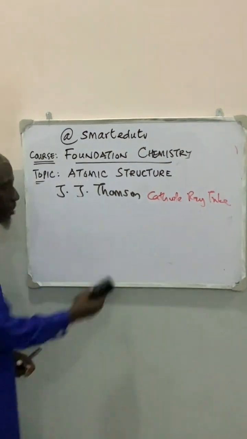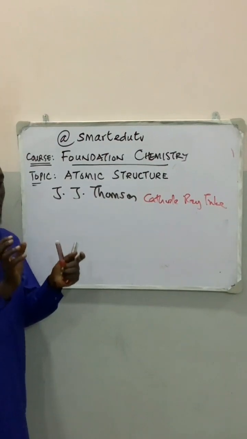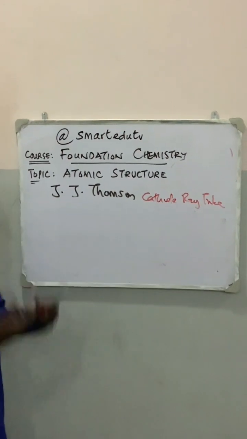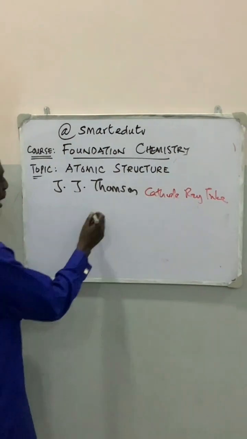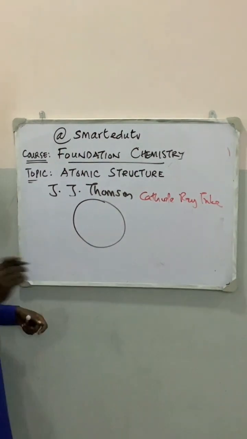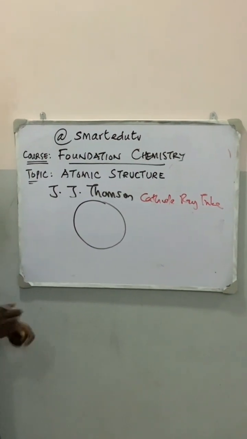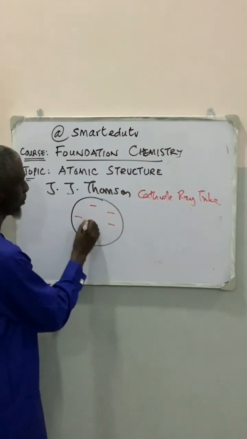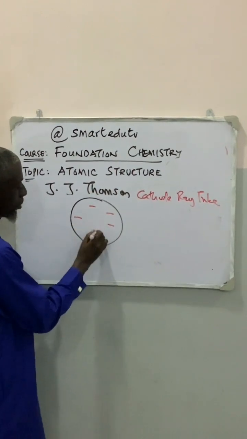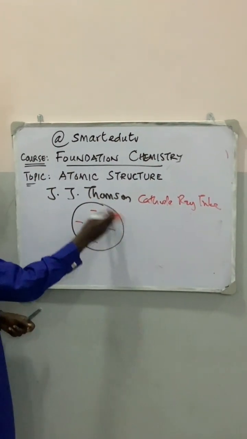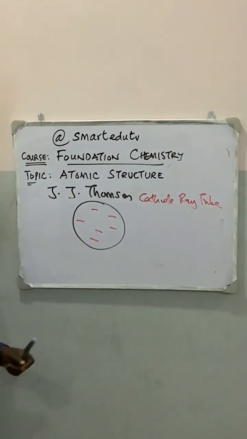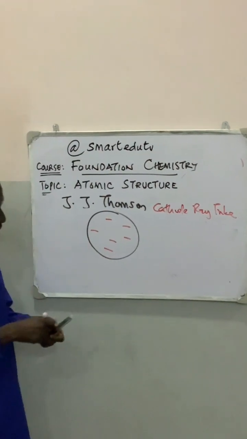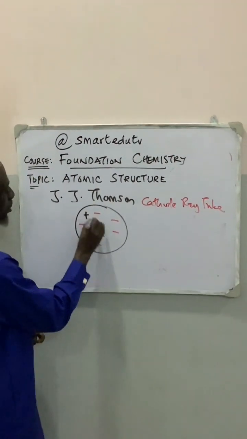So Thomson was trying to explain how the subatomic particles of an atom are constituted in an atom, having known that an atom possesses electrons which are negatively charged. So I've shown 6 negative charges here. Since an atom is proved to be electrically neutral, it means that there must be 6 positive charges as well.